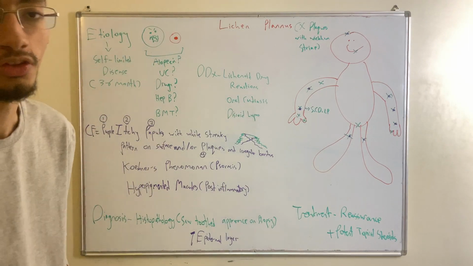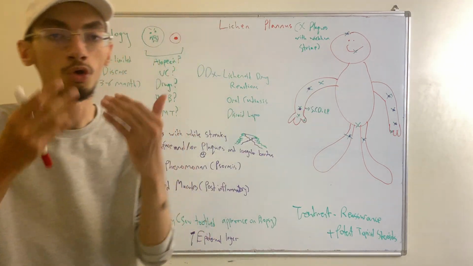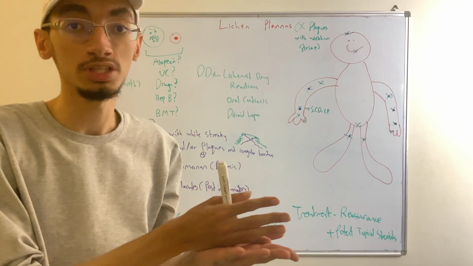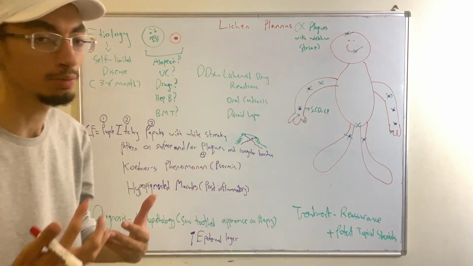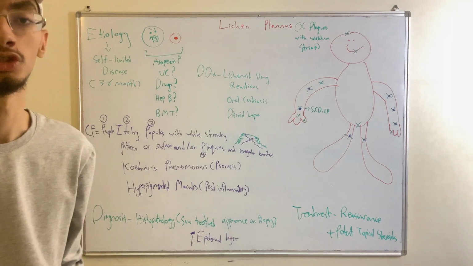You can find it in other sites, such as in the mouth, where you have oral lichen planus, which resembles candidiasis. But if you want to think about the most common sites, you can remember by the drawing.